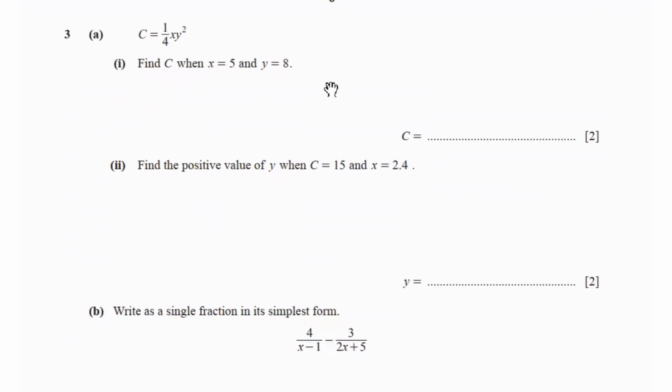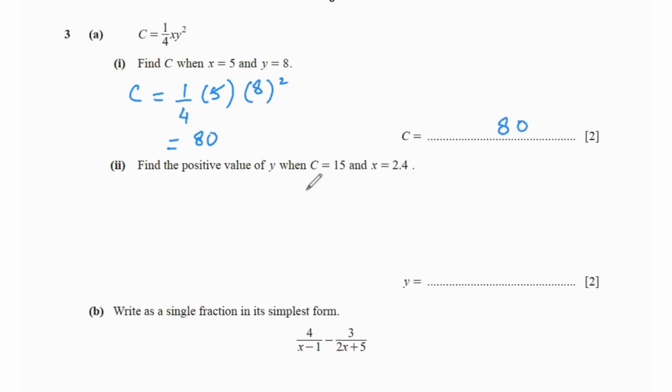Question 3 says C equals 104 x times y squared. Find C when x equals 5 and y equals 8. So C equals 104 times 5 times 8 squared. And that's going to give us 80.